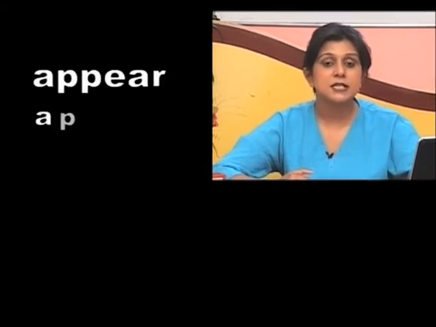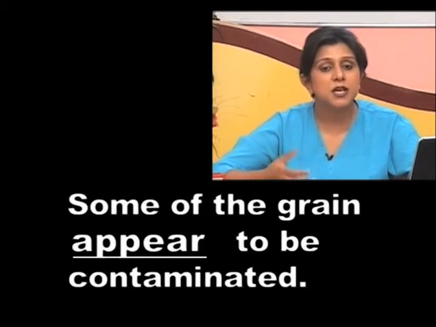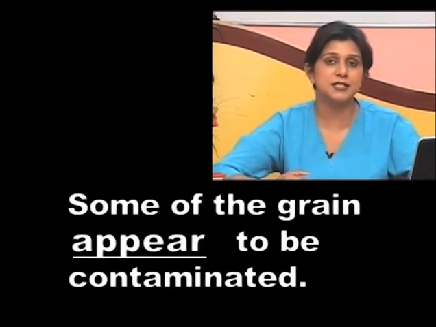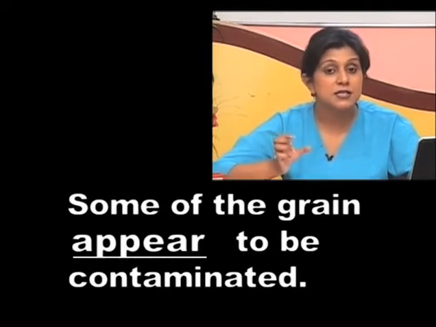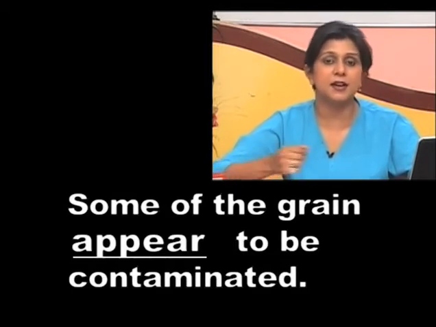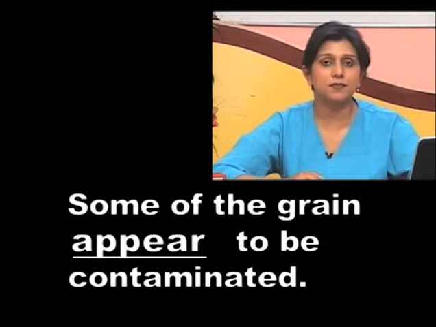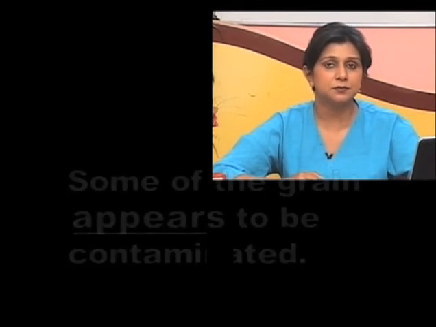Sentence 9. Some of the grain appears to be contaminated. Why appears? Because we're talking about some of the grain, and grain is singular. Therefore, we'll use the singular verb appears.